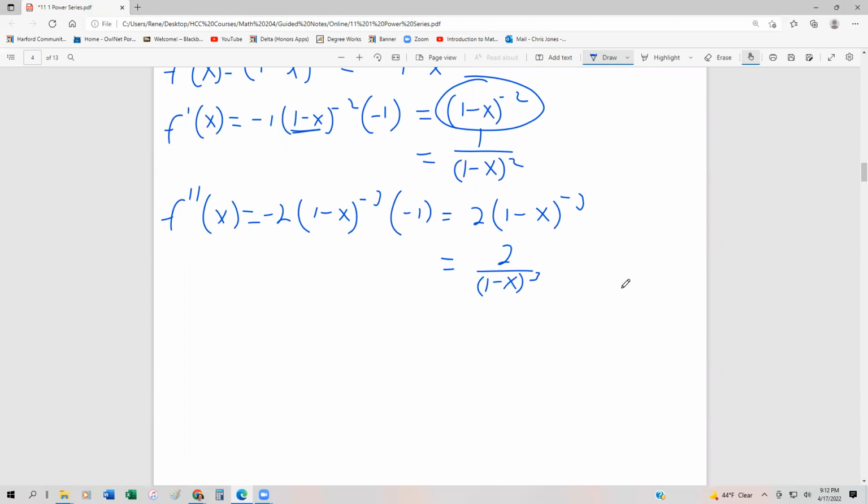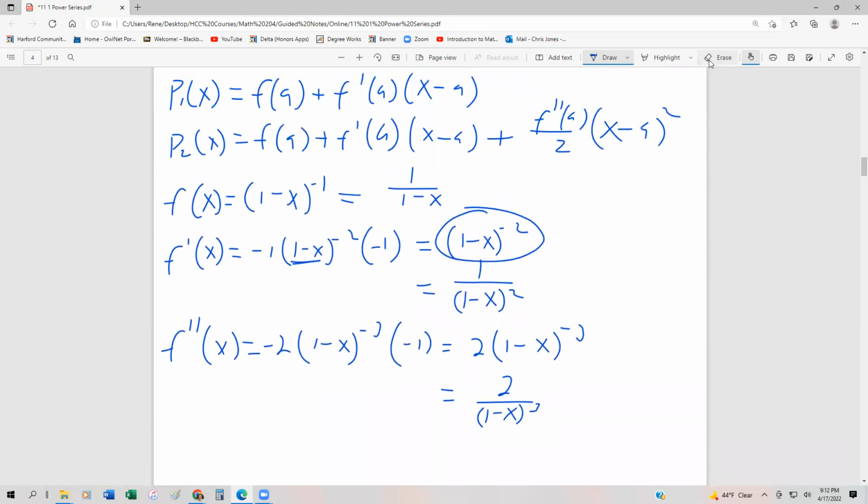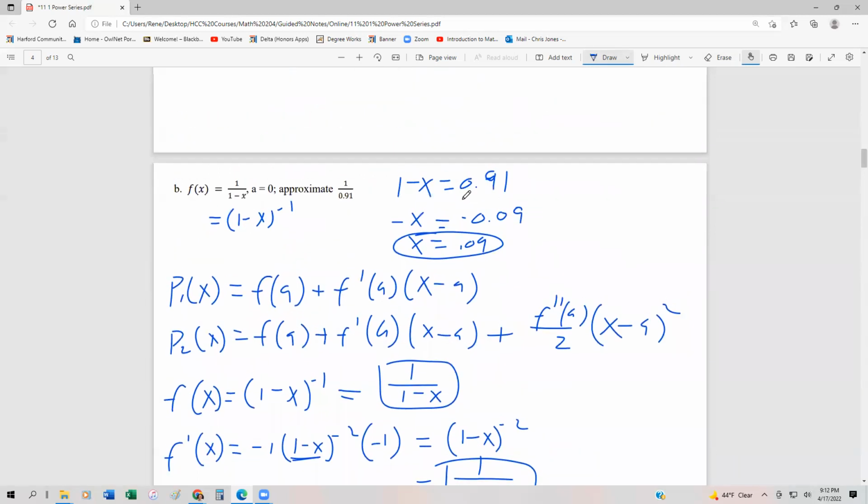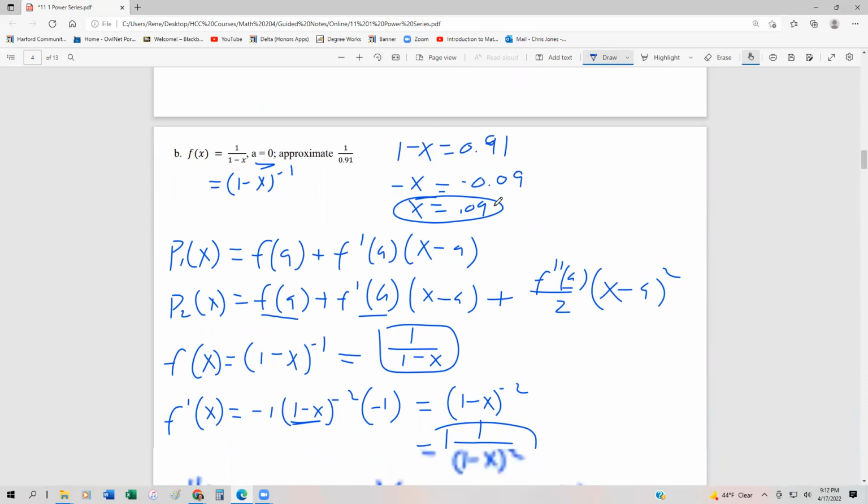All right. So I'm going to box these because these are going to be the most important ones. These are going to be our 0th, first, and second derivative. Now remember, according to our formula, we need to find these at a. So we're just going to substitute a back in for each of those.